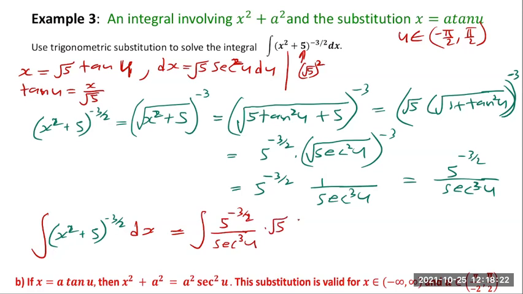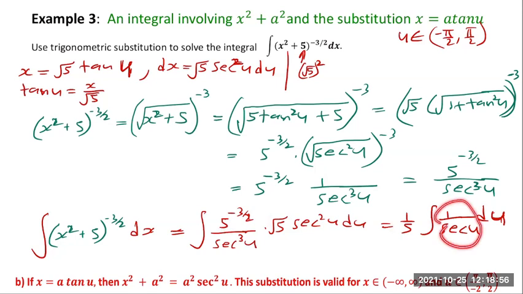Square root of 5 times secant squared u du. Okay, this is going to be equal to, if you simplify this, you will see that this is going to be 1/5 times integration 1 over secant u du. That's going to be your integral. Okay, of course, I have simplified these to numbers, and you are going to get 1 over 5 times integration of 1 over secant u du. Here also you can simplify secant squared u with secant cube u here. One of the secant u's will be in the bottom.